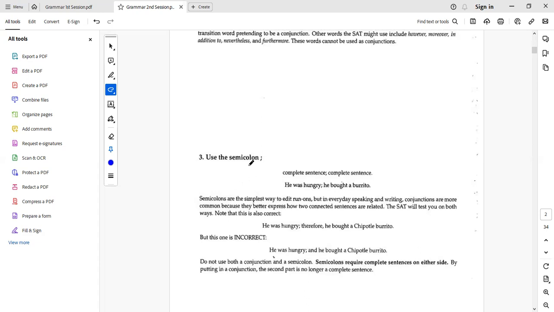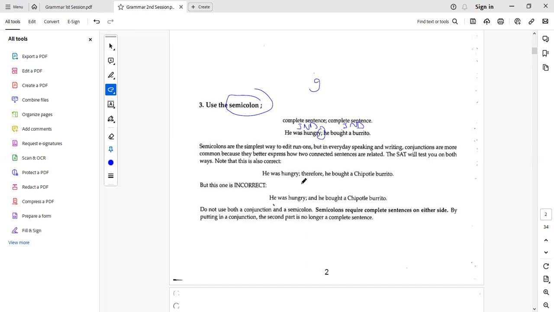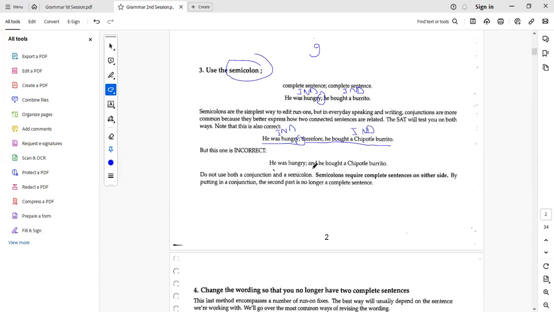Second one, you can put a semicolon. This is the semicolon, as you write it here. He was hungry, independent. He bought a burrito, independent. So we can put a semicolon between them. The sentence that we take up: he was hungry, independent; therefore, he bought a chipotle burrito, independent. So you have to put a semicolon between them. Can we put a semicolon with FANBOYS? No, because FANBOYS use a comma before them, not a semicolon.